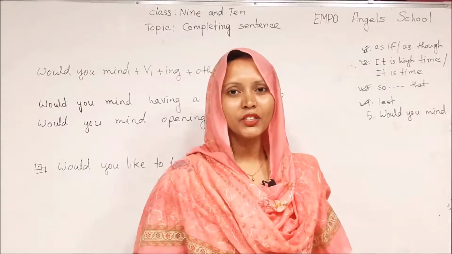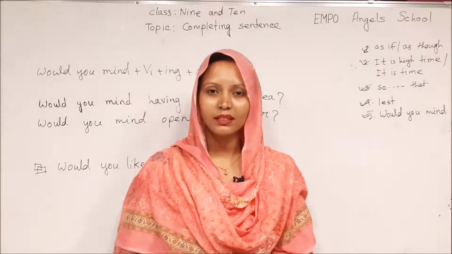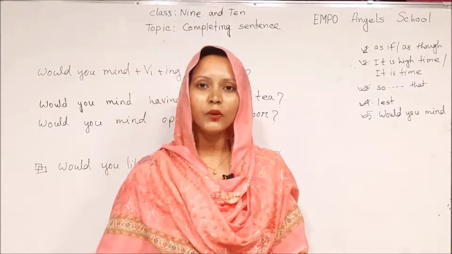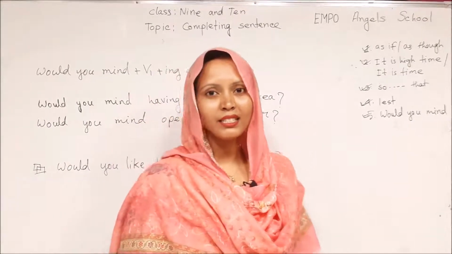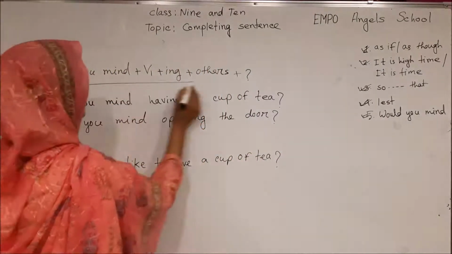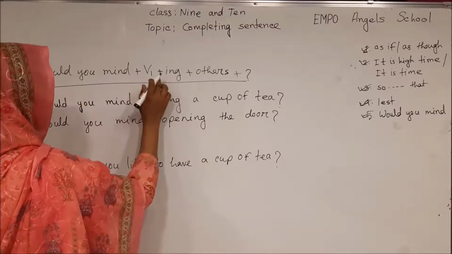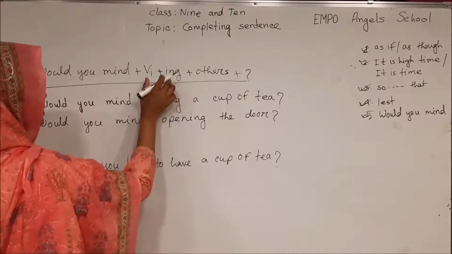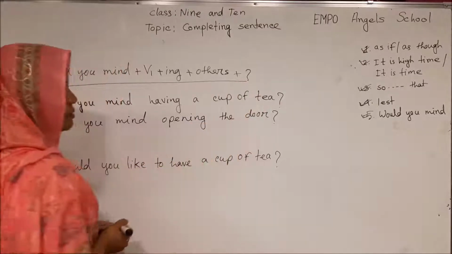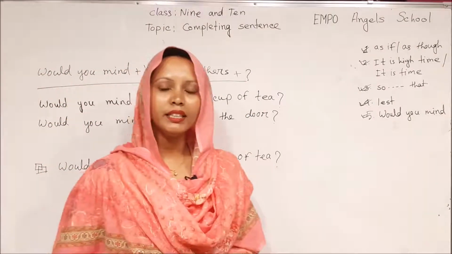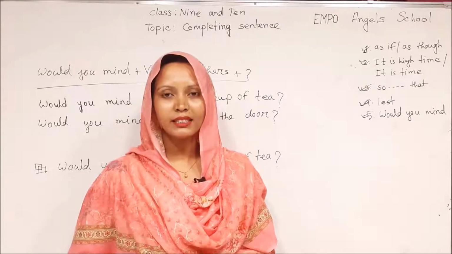Now dear students, finally rule number 5. "Would you mind". Dear students, if a clause begins with "would you mind", then we can complete the sentence following these rules. First, "would you mind" plus verb 1. We have to add "ing" with the main verb plus others, and at last there is a question mark. Then students, normally we use "would you mind" to show our respect and politeness.